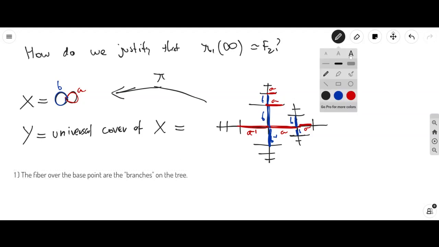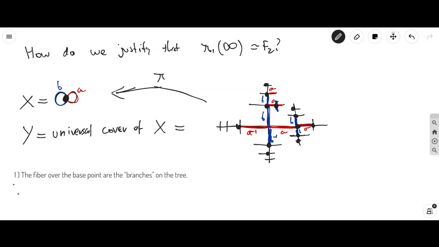So what I mean by the branches on the tree is this is the point where the two circles meet. And now if you look at the fiber, if you look at all of the places on the tree that get mapped to that, there will be all of the places where these lines meet. So we're going to call those the branches. And of course, there's one going like this. I'm not drawing the whole thing, so these will be your branches. So the fiber over the base point will be the branches.